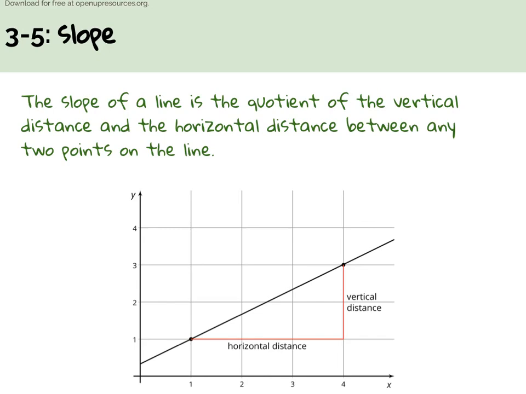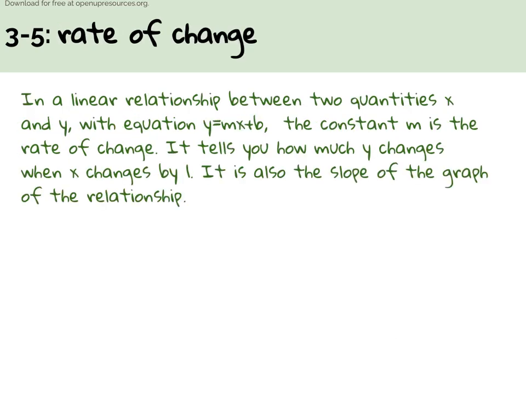So again, here are some definitions that we've been going over forever. The slope of a line is the vertical over the horizontal. So it's the vertical distance over the horizontal distance. We've been doing slope triangles, so we understand that. Awesome. Next is the rate of change.